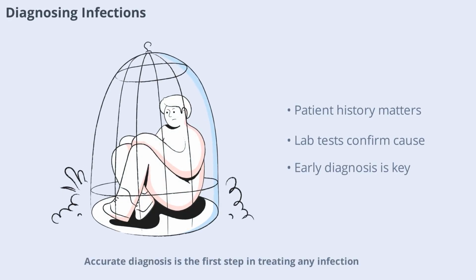Accurate diagnosis is the first step in treating any infection. Healthcare providers use a combination of patient history, physical examination, and laboratory tests to identify the cause. Blood tests, cultures, and imaging studies can help pinpoint the specific microorganism responsible. Rapid diagnostic tools have improved the speed and accuracy of identifying infections, allowing for quicker and more targeted treatment. Early and precise diagnosis not only improves outcomes, but also helps prevent the spread of infectious diseases.